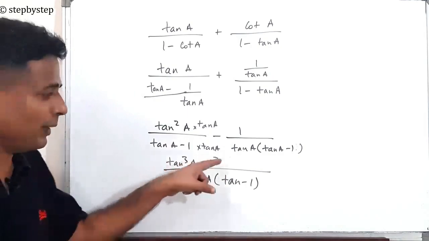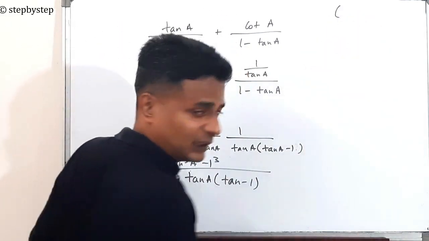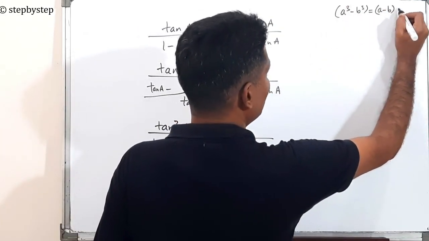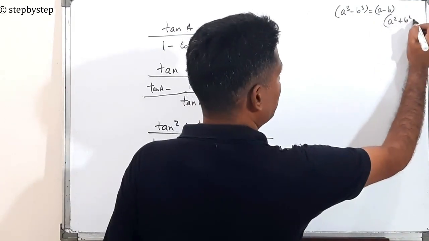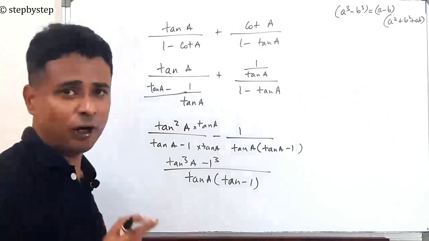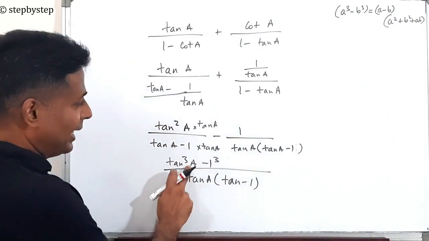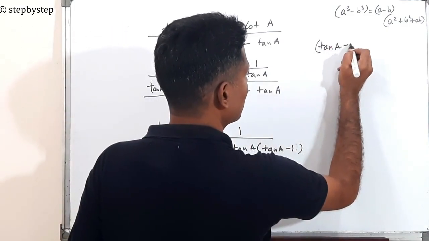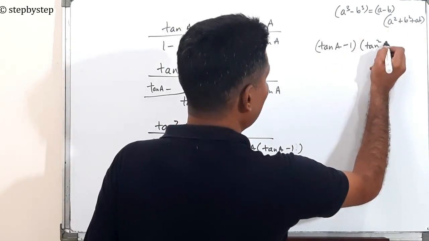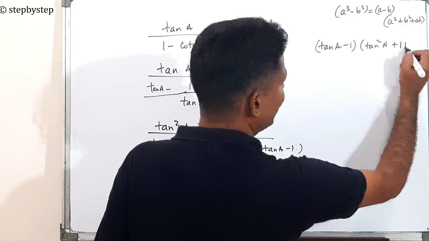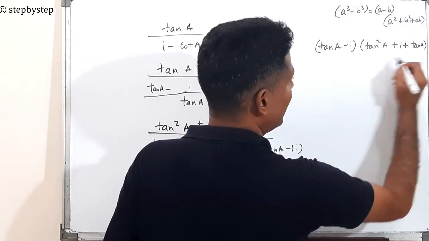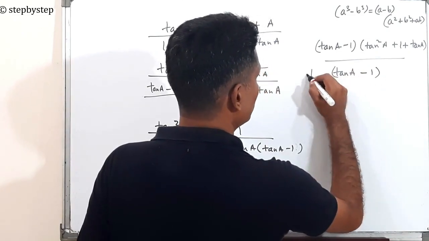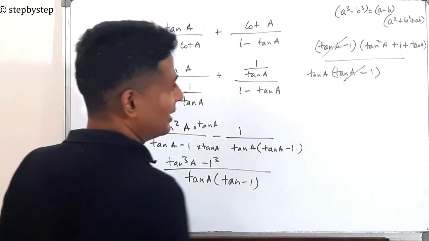So above it is of the form A cube minus B cube. If you remember from last year, the A cube minus B cube formula, A cube minus B cube is A minus B into A square plus B square plus AB. This is the formula for A cube minus B cube. So I can write this in that form. A minus B, that is tan A minus 1, into A square, that is tan square A, plus B square, that is 1 square, 1, plus AB, that is 1 into tan A, whole by tan A minus 1 into tan A. So tan A minus 1 cancels.